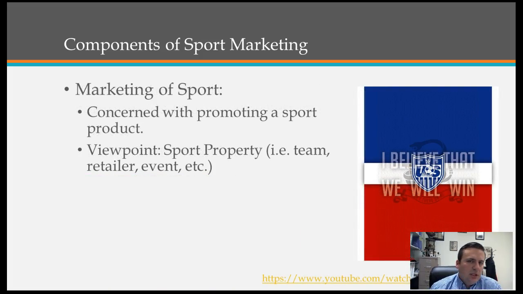So marketing of sport is really anything that has to do with marketing of the sport product itself. And the sport product is essentially anything that is producing a sport, whether it be the running shoe, the team, the event, the athlete themselves. All of those things are considered the sport property, also known as the sport product. And so when I put a commercial out to try to get people to watch my game online, I'm really marketing of sport, whether I put out discounts for tickets, all the things that I do for the team itself is marketing of sport. That's one way to look at sports marketing.